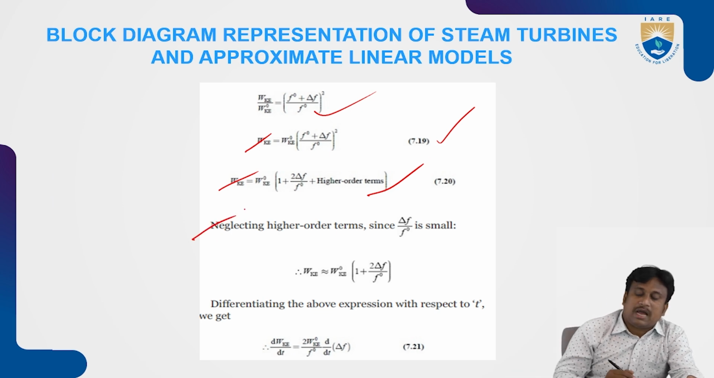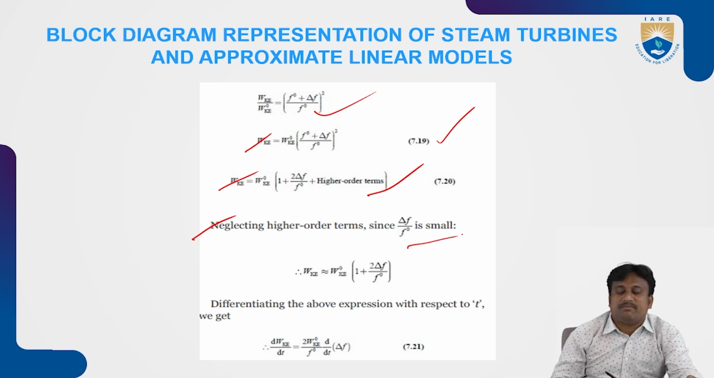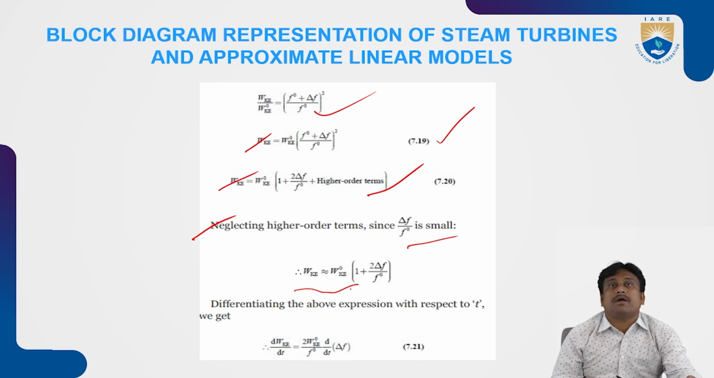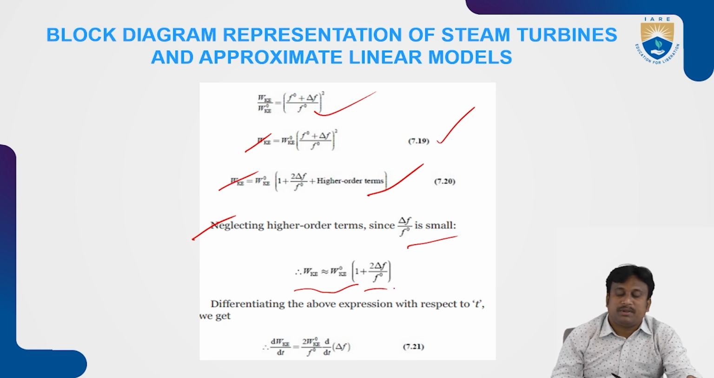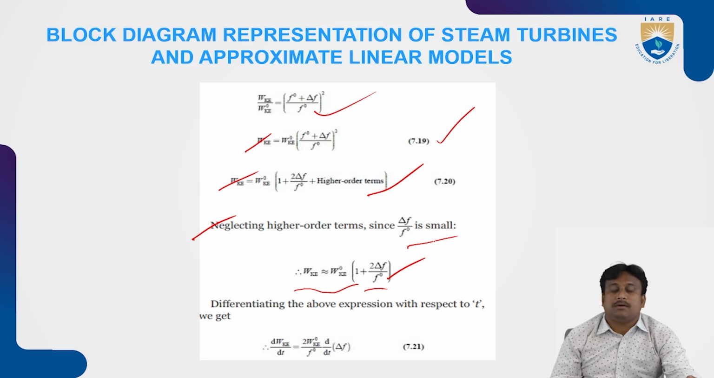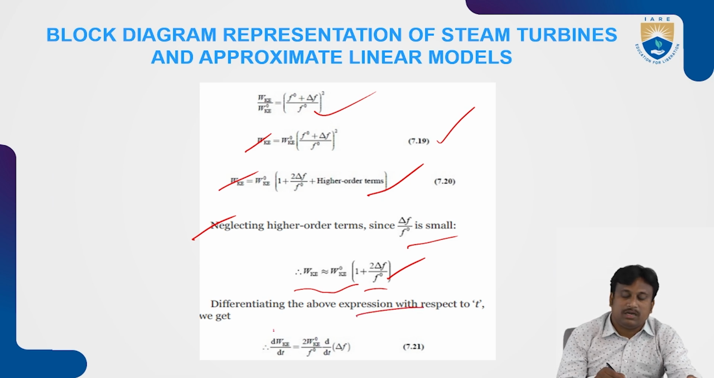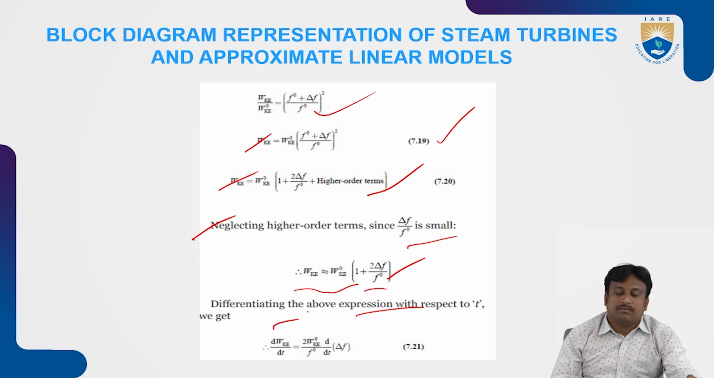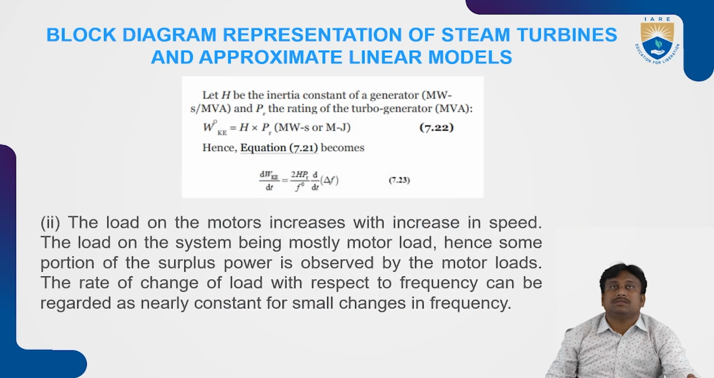So neglecting the higher order terms, since delta F by F naught is small, this kinetic energy is approximately equivalent to WKE naught into 1 plus 2 delta F by F naught. So differentiating this term with respect to t, we will get dWKE by dt, which is equivalent to 2 WKE naught by F naught into d by dt of delta F. So this much of change in frequency is considered.